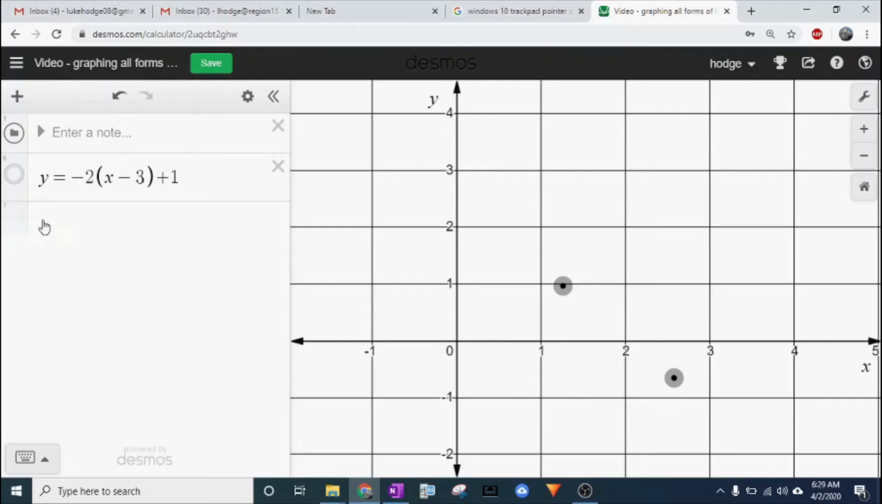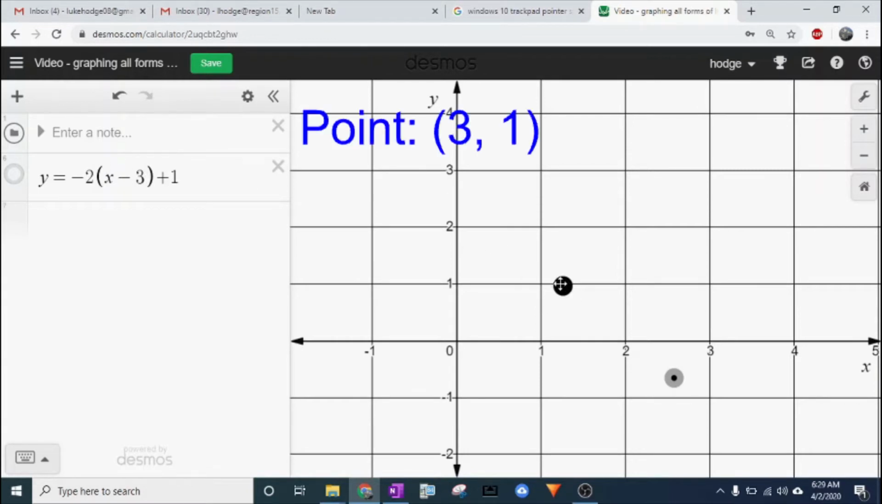Plot a point, and then I'm going to use a slope to get a second point. So to plot the point, the y value is going to be -2 times the parentheses plus 1. I'm going to pick 3 to use for x because that will make the parentheses 0. 3 minus 3 is easy to do. So if x is 3, y is going to be -2 times 0, which is 0, plus 1.